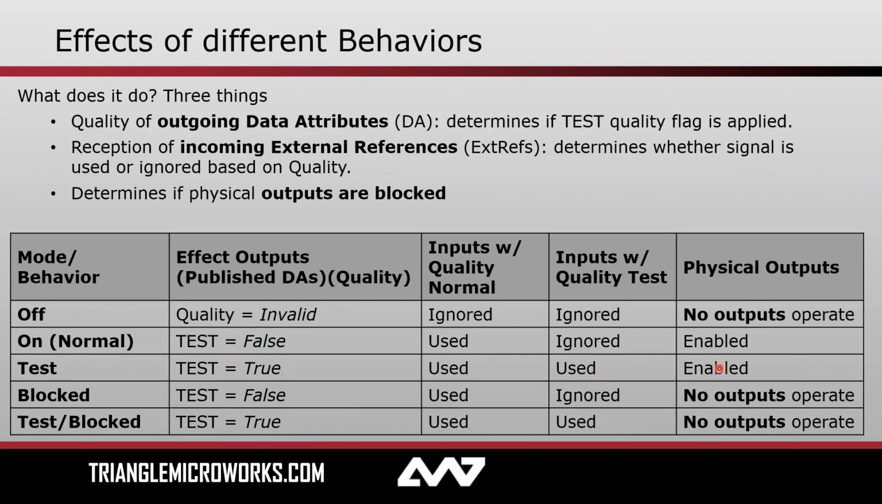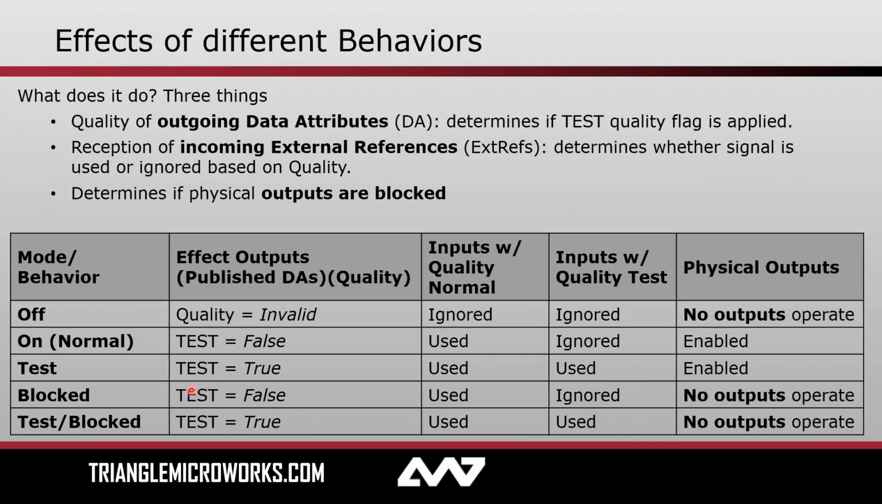Now, my physical outputs do, in this mode, continue to actuate. So if I receive an input with quality test and it tells me to trip my breaker, as an example, based on the internal logic of my IED, I will trip that breaker, or I will actuate my output, which might cause that breaker to be tripped.